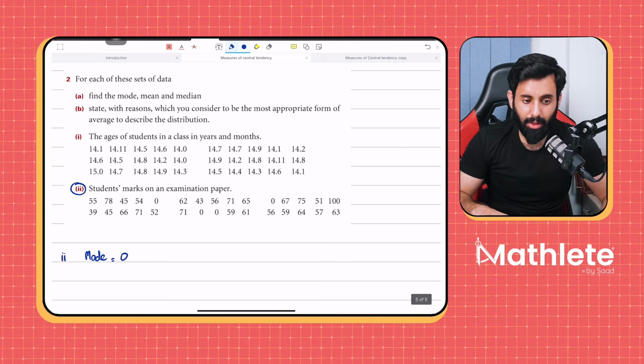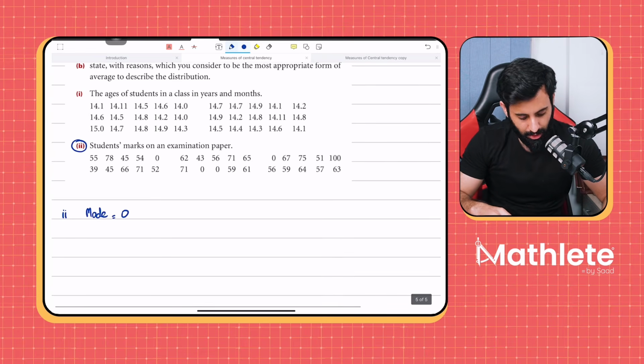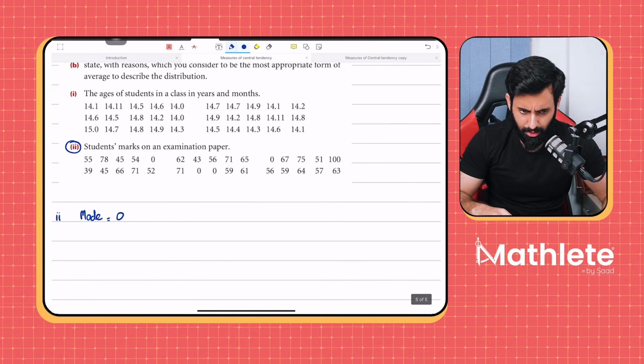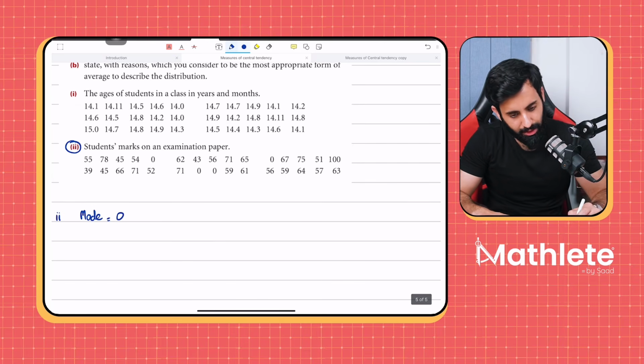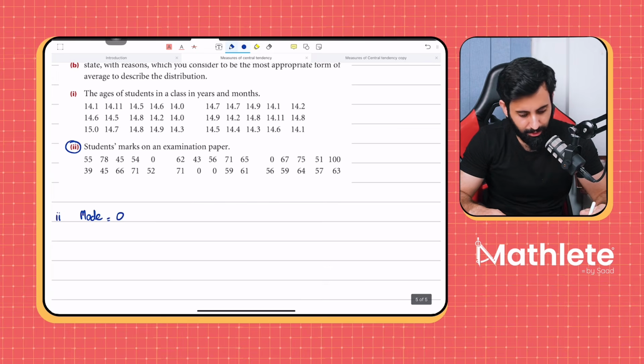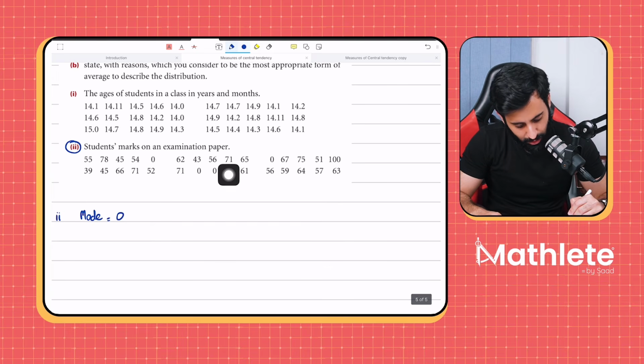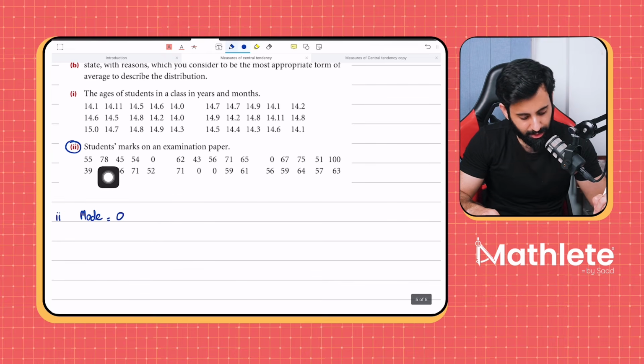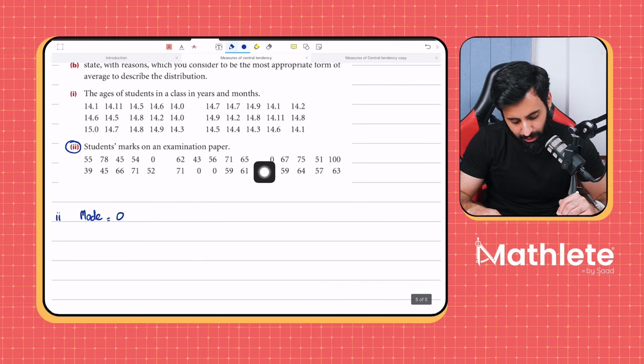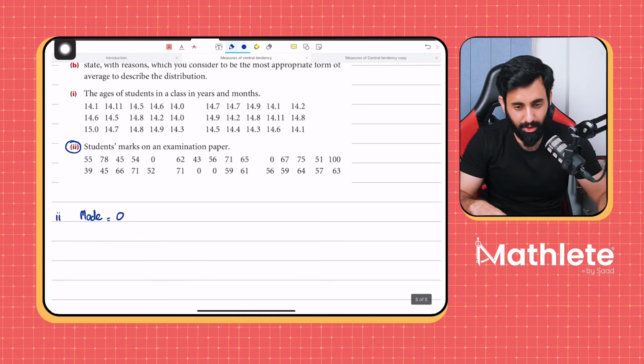Now if I want to calculate the median. Median is 71. Are you sure about that? You're saying the mode is 71. No, actually the mode is 0. Let's see how many times 71 occurs. 71 occurs once, twice, thrice. 71 occurs 3 times. 0 on the other hand occurs 4 times. 1, 2, 3, 4. So the mode is 0.